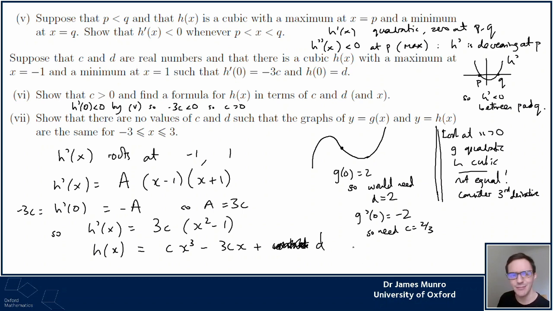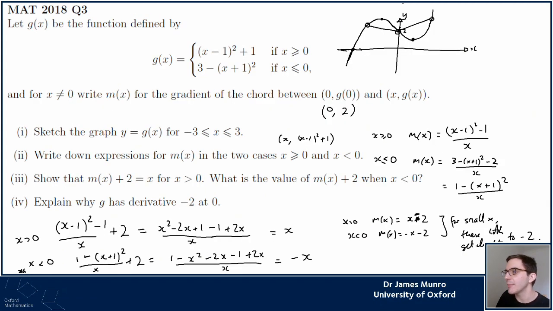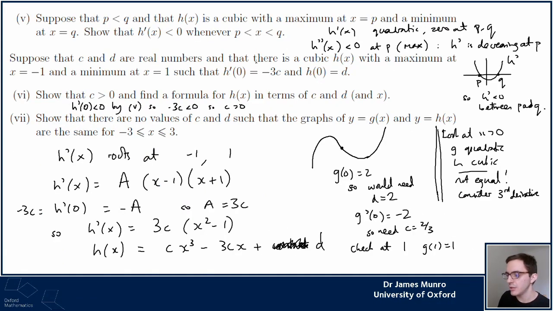I might check the value at 1. I haven't thought about the value at that maximum or minimum yet. Check at 1. G of 1 we saw was 1, I think. Let's check back. G of 1 was 1, but H of 1 would be 2/3 times 1 cubed minus 2 plus 2.